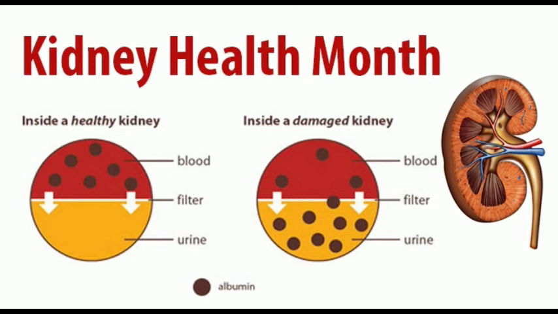Structure of nephron. Staging of CKD. The different stages of CKD form a continuum. The stages of CKD are classified as follows. Stage 1, kidney damage with normal or increased GFR greater than 90 ml per minute per 1.73 square meters. Stage 2, mild reduction in GFR, 60 to 89 ml per minute per 1.73 square meters.